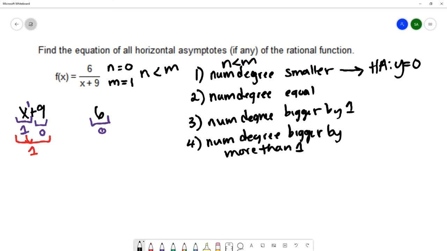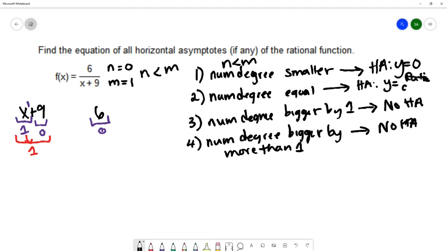Now, in the other cases, you have no horizontal asymptote if the numerator has a bigger degree. So in both of those cases, the numerator degree is bigger and there's no horizontal asymptote. And in the case where they're equal to each other, you have a horizontal asymptote, and you have to do a little calculation. It's going to be y equals the ratio of the leading coefficients. That's an LC, leading coefficients.